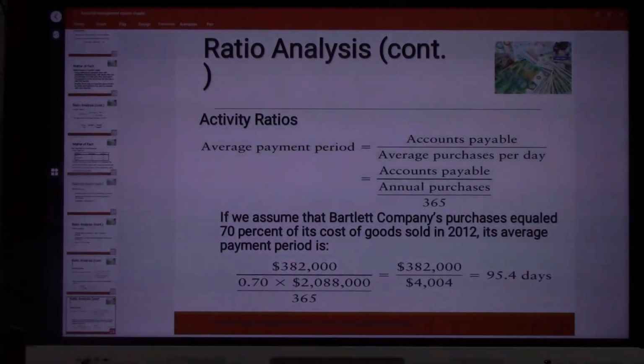What does it mean? It means that this firm is able to pay its accounts payable obligations in 95.4 days. Is this good or bad? As I told you before, it must also be compared with the average payment period of their competitors, and based on this we could determine whether this is good or bad.